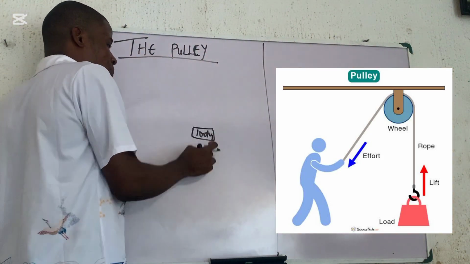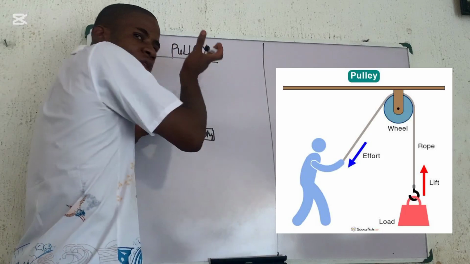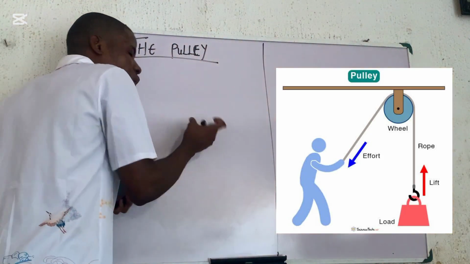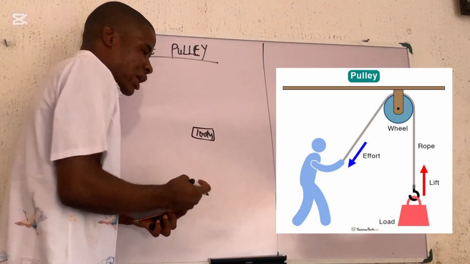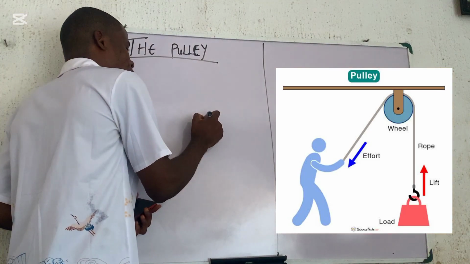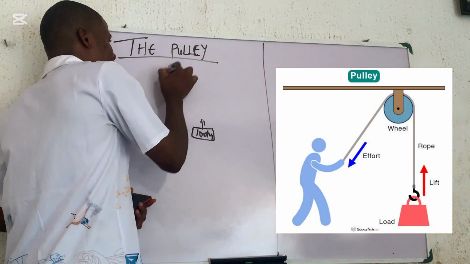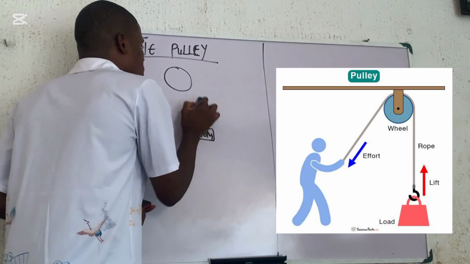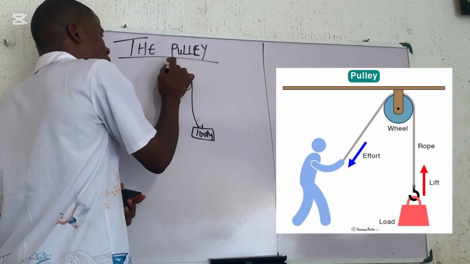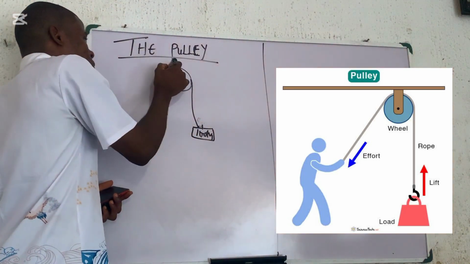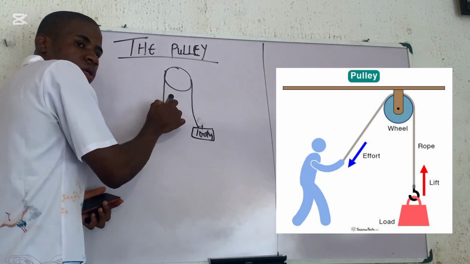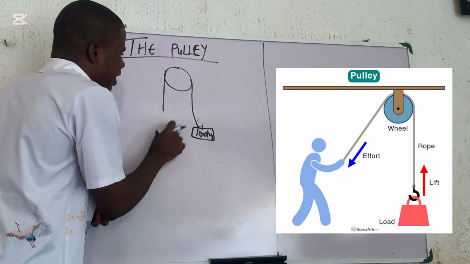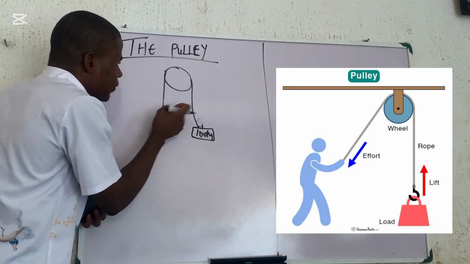To raise you up, it makes no sense for me to carry you from the floor. For me to do the work in an easier manner, I attach a rope on you. Then I pass the rope through a wheel, and the wheel has a groove. Now I drag the rope down. When I'm dragging the rope down, you are moving up.